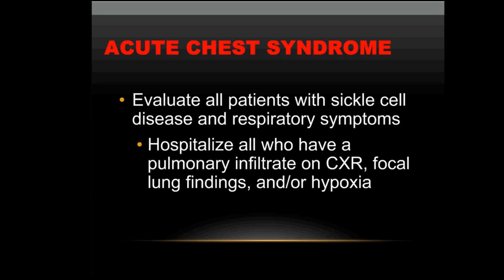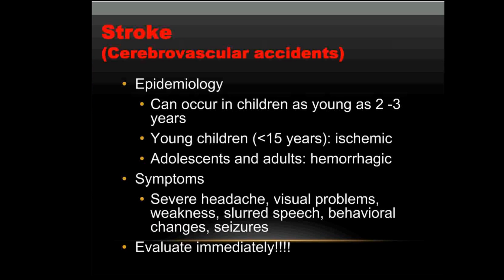You want to always evaluate all patients with sickle cell disease and any respiratory symptoms, and hospitalize any of them that have a pulmonary infiltrate on their chest x-ray, focal lung findings, and/or hypoxia. As far as stroke, it can occur in children as young as 2 to 3 years of age, and in children less than 15 it tends to be ischemic, and in adults and adolescents it tends to be hemorrhagic.